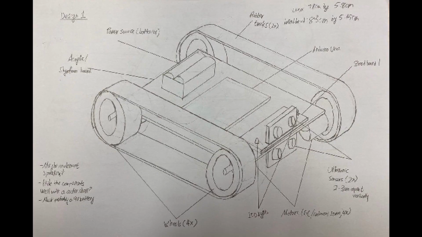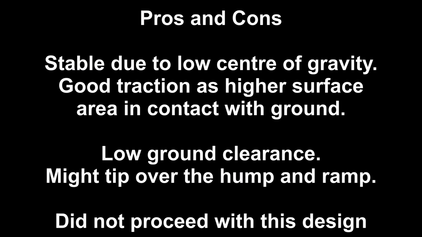Step 3. Ideate. We initially came up with 3 possible designs. The first design was a car with caterpillar tracks. This was our first design, a car with 4 wheels and caterpillar tracks on both sides. The main power source was batteries, an Arduino Uno, and also 2 ultrasonic sensors to ensure that the car stops exactly 5 cm away from the obstacle, and also 4 motors along with a couple of LED lights. The pros and cons of the design are listed below. We did not proceed with the design as it is hard to solve the cons of this design.